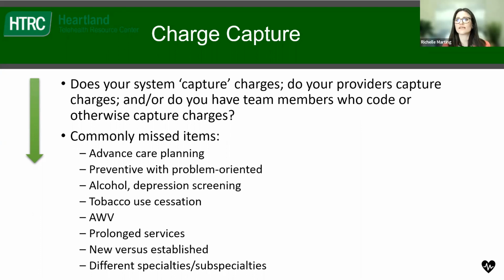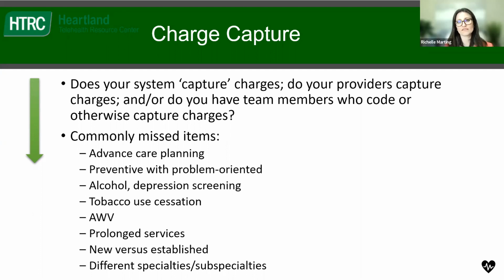Prolonged services extend a considerable amount of time beyond the standard time for the base evaluation and management service. Another example is appropriately distinguishing between a new patient versus an established patient, and so on. So let me go through a couple of these examples. A preventive with a problem-oriented visit.